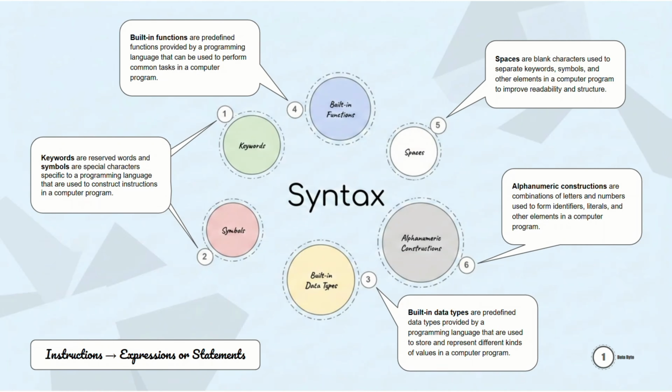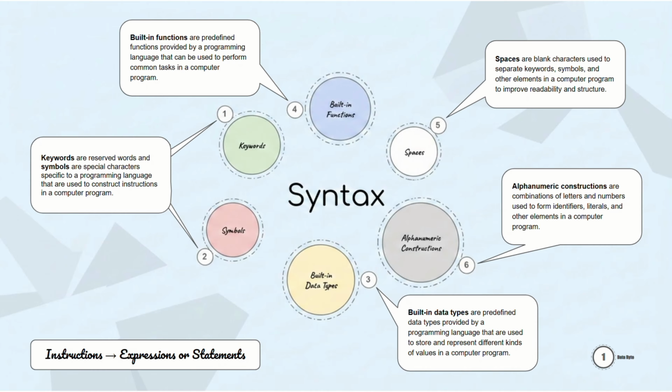So keywords are reserved words and symbols are special characters specific to a programming language that are used to construct instructions in a computer program. Built-in data types are predefined data types provided by a programming language that are used to store and represent different kinds of values or data in a computer program. Built-in functions are predefined functions provided by a programming language that can be used to perform common tasks in a computer program. Spaces are blank characters used to separate keywords, symbols, and other elements.